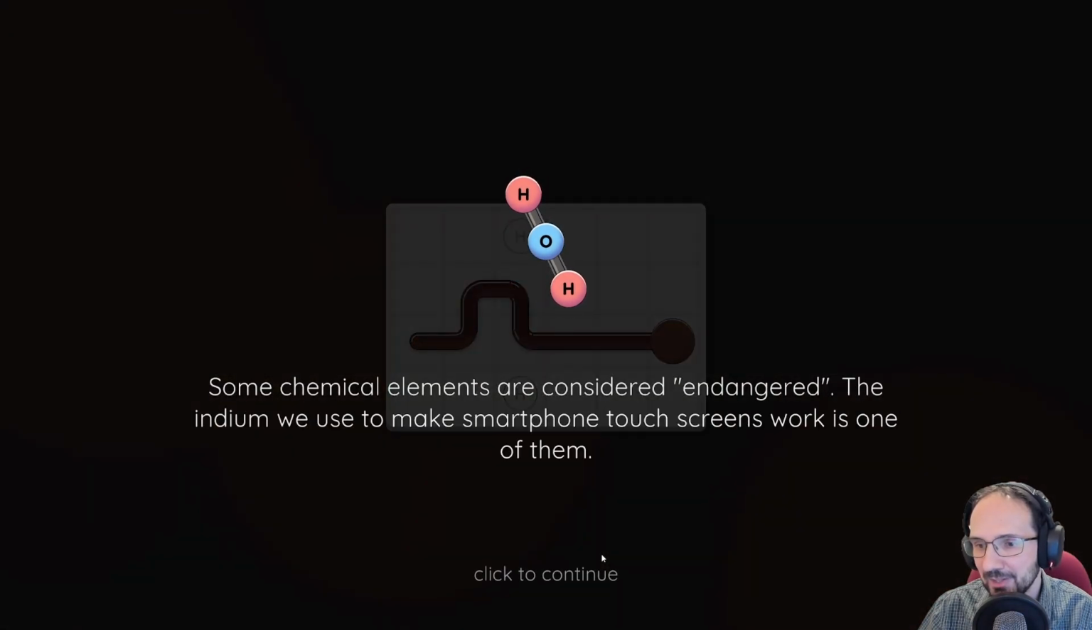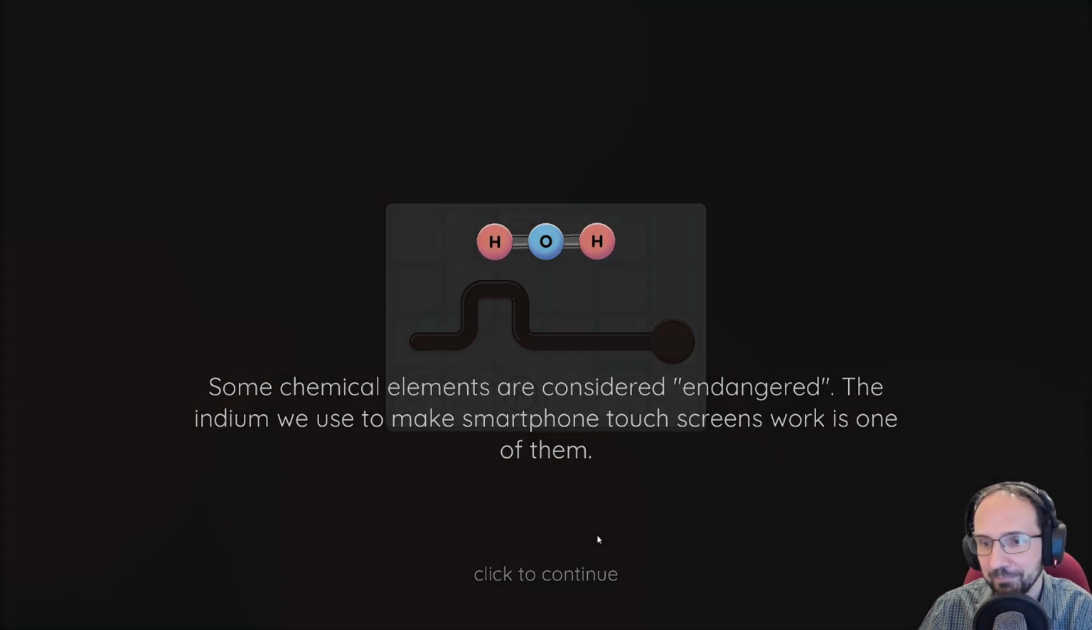Some chemical elements are considered endangered. The indium we use to make smartphone touchscreens work is one of them.